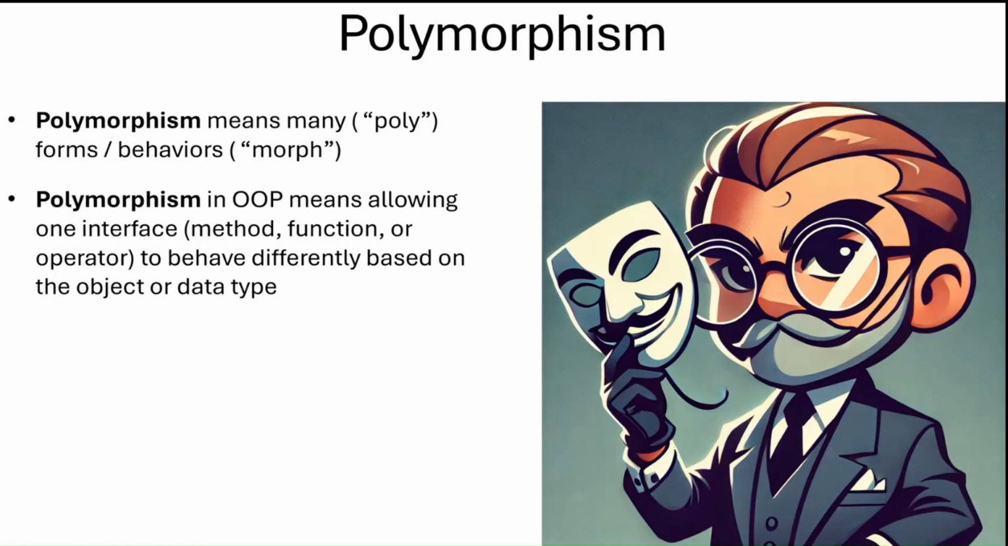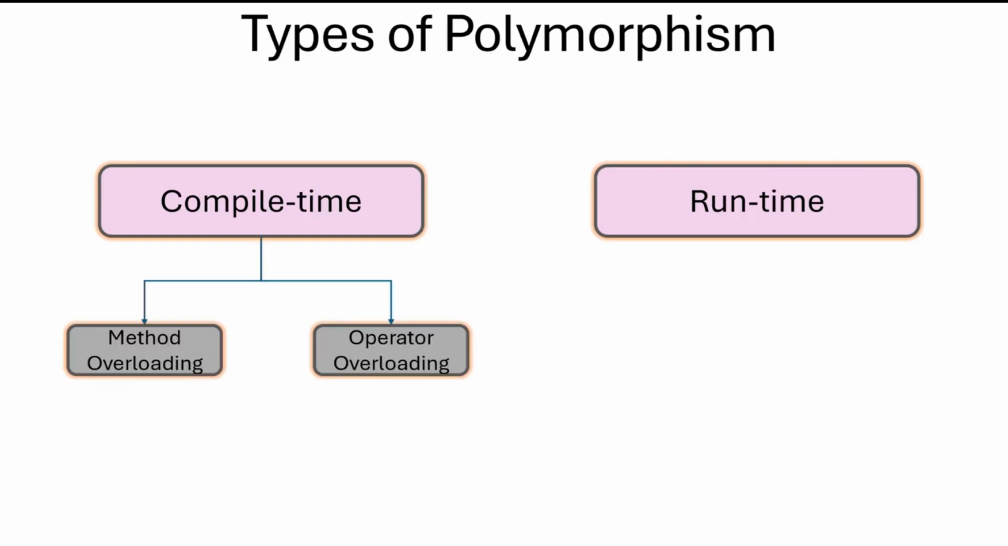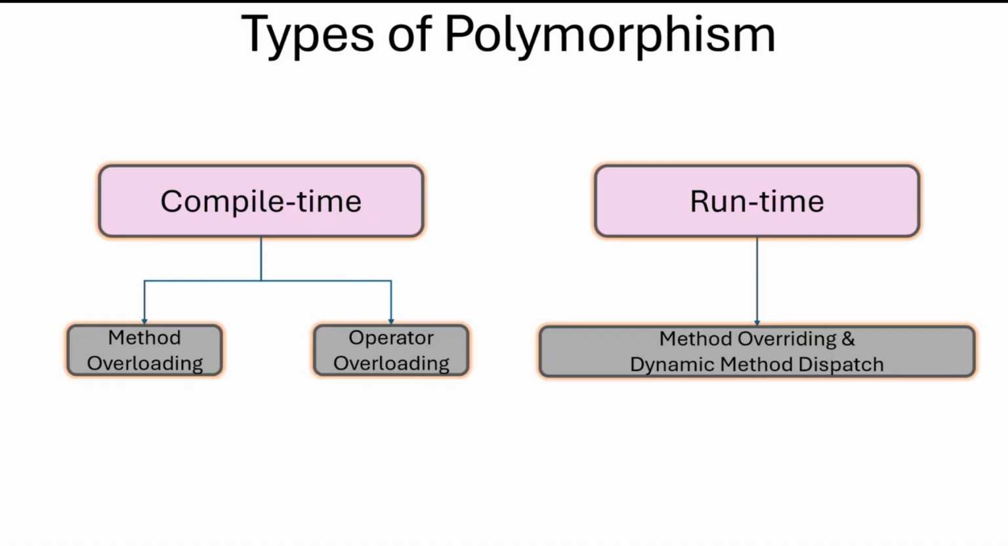In this video, we will discuss the different types of polymorphism, and then we will focus more on compile-time polymorphism and understand the different subtypes of compile-time polymorphism. Types of polymorphism. There are two types of polymorphism, compile time and runtime. Compile time polymorphism is achieved by method overloading and operator overloading. Runtime polymorphism is achieved by method overriding and dynamic method dispatch working together.